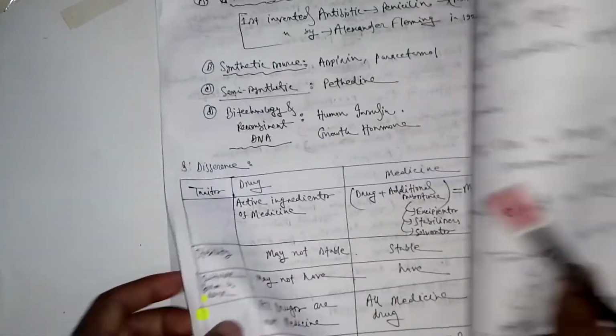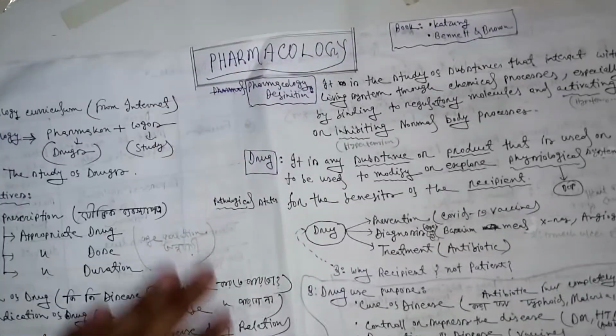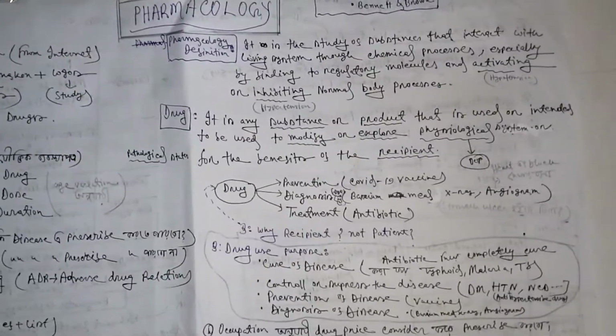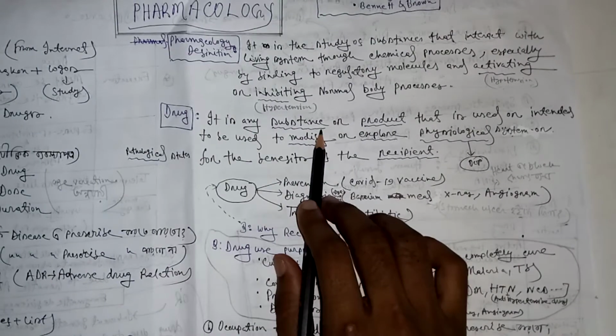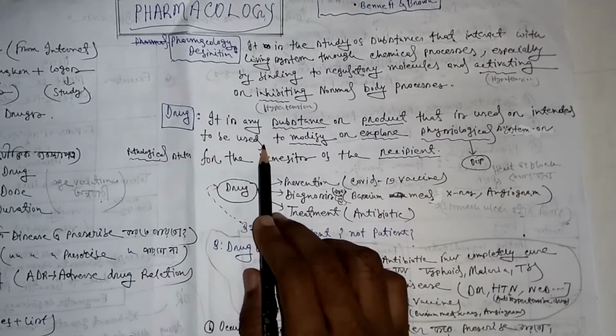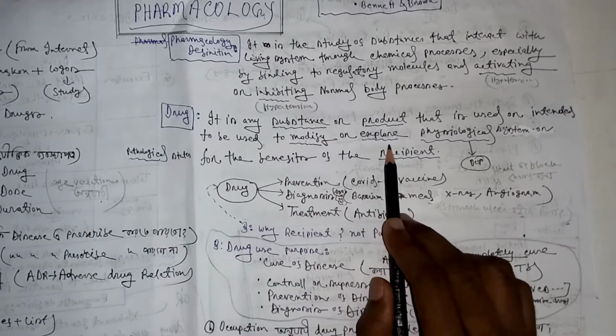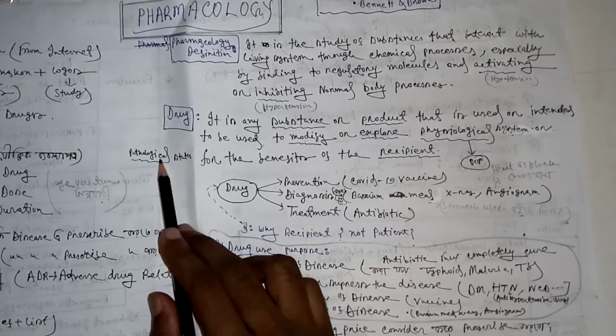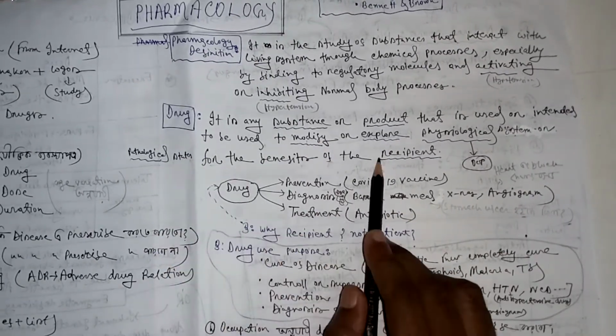Okay, now I'm moving to the drug. Actually, I will talk about the drug in detail here. So what is a drug? This is the accepted definition from the WHO. Okay, so it is any substance or product that is used or intended to be used to modify or explore physiological systems or pathological states for the benefit of the recipient.